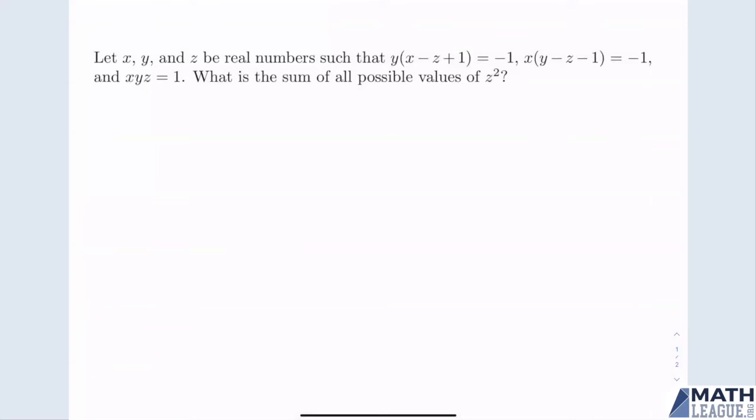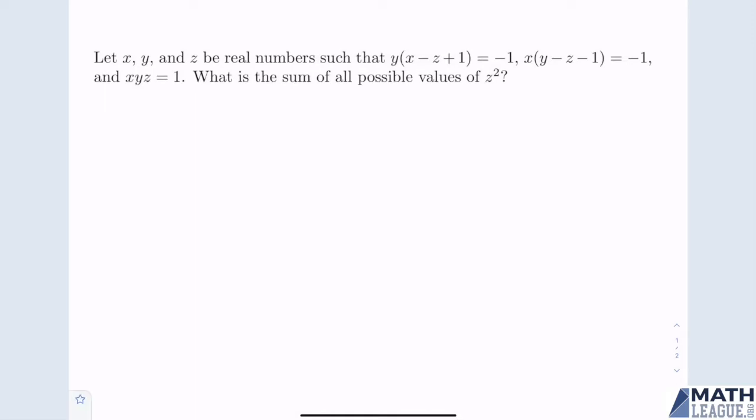Right, so today we're going to look at this problem, and the problem reads: let x, y, and z be real numbers such that y times (x minus z plus 1) equals minus 1, x times (y minus z minus 1) equals minus 1, and xyz is equal to 1. What is the sum of all possible values of z squared?